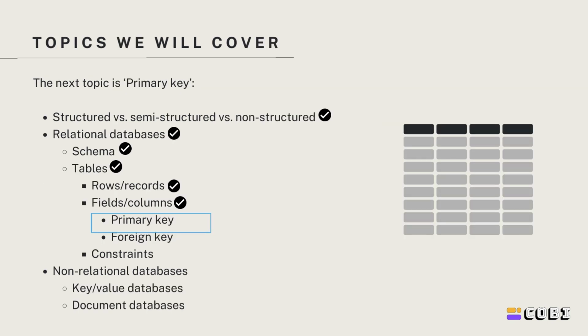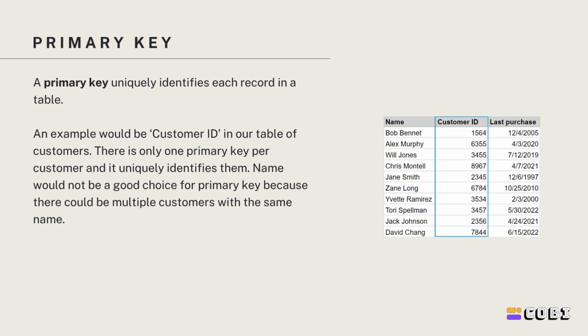Next, primary key. A primary key uniquely identifies each record in a table. An example would be customer ID in our table of customers. There is only one primary key per customer, and it uniquely identifies them.